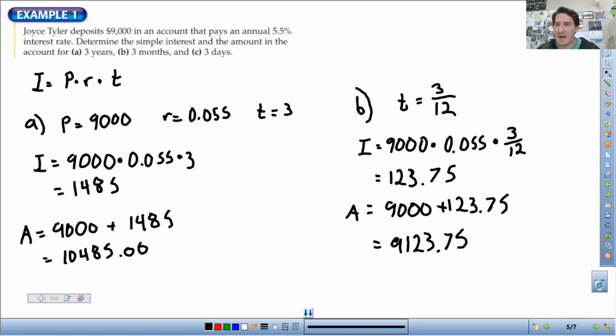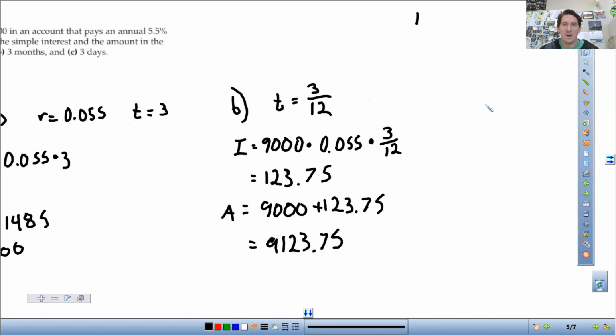All right. Next problem, or actually the next part of the problem. We're doing it for 3 days now. How much interest is earned after 3 days? So the principal and the rate are the same, but the time is 3 days. So it's going to be 3 over how many days are there in a year? 365. So 3 divided by 365.